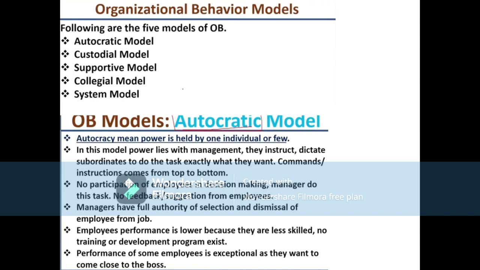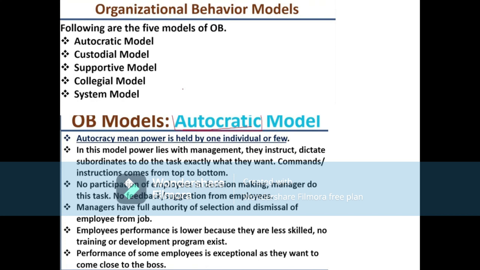Only leaders will take the decision making. Here a fear exists in the employees that the leader may hire or fire them. For that reason they will obey the orders of the leader, the manager or the superior, and execute the commands coming from the top management. So power lies ultimately in the hands of the leader. That is known as the autocratic model.